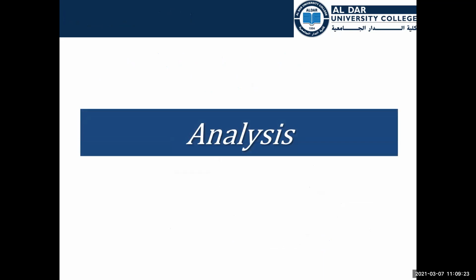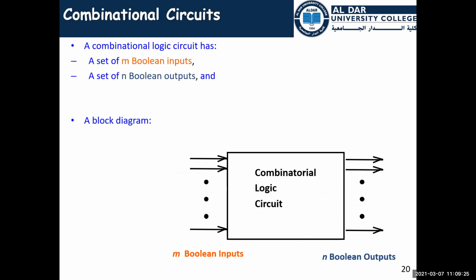Returning back to what is analysis and design. Returning back to understand what is design and analysis, we have a combinational circuit, and the combinational circuit has a block diagram like that. We have M inputs and N outputs, and this is the logic circuit. The output depends only on the input, not on anything else, because we have combinational circuits.